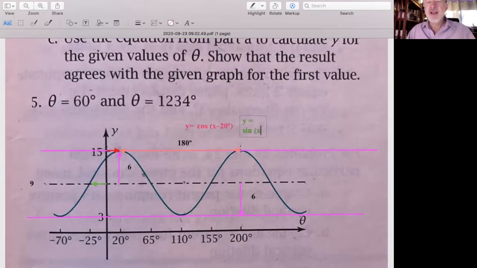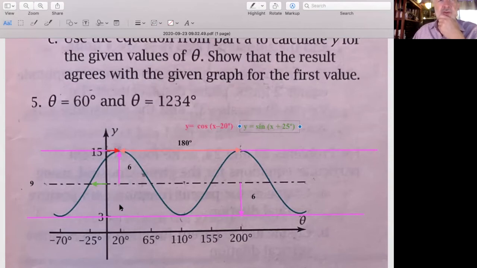So that's actually x minus a negative 25 degrees. Okay, so that's how we put in the phase shift. And in terms of the vertical translation, whether it's a sine curve or a cosine curve, it's still up 9, right? The center line goes from here up to here. So it's plus 9. And we'll have the same thing over here, plus 9. So we have put in the phase shift and we've put in the vertical translation.